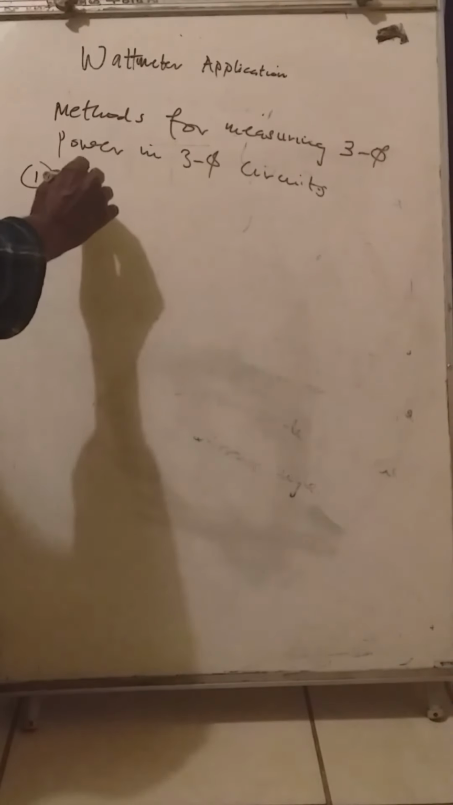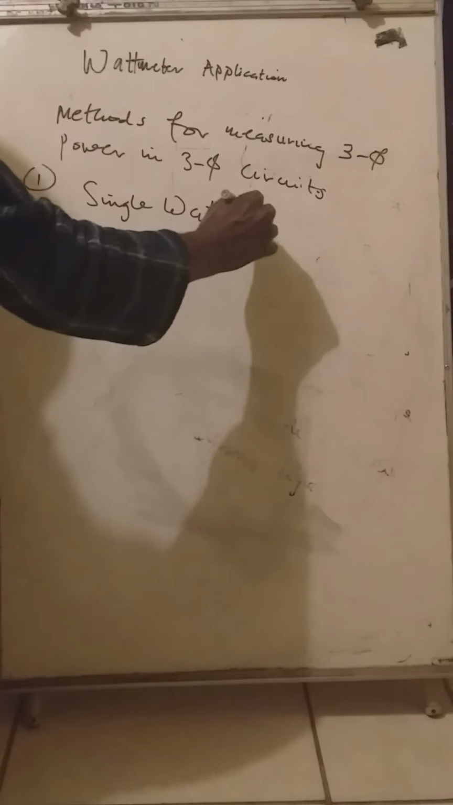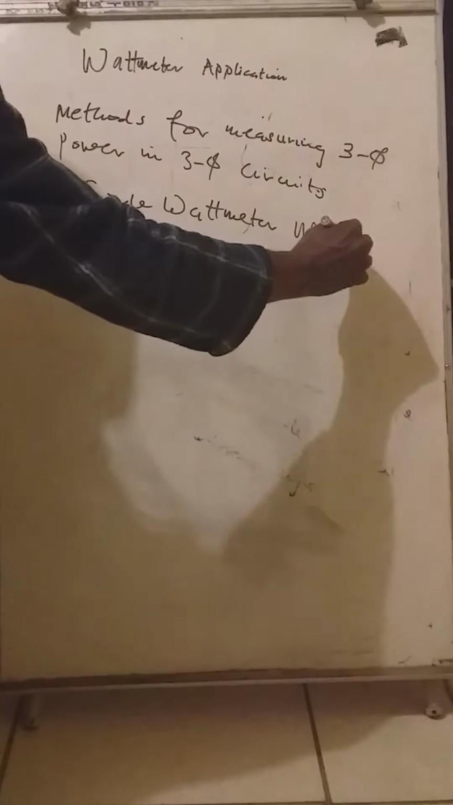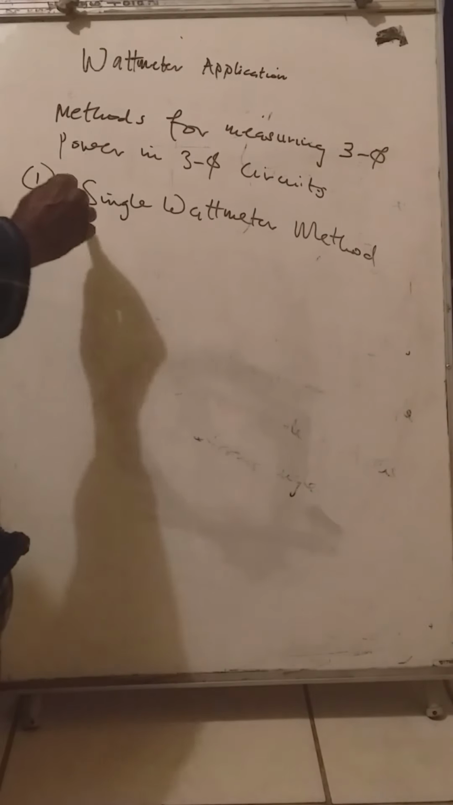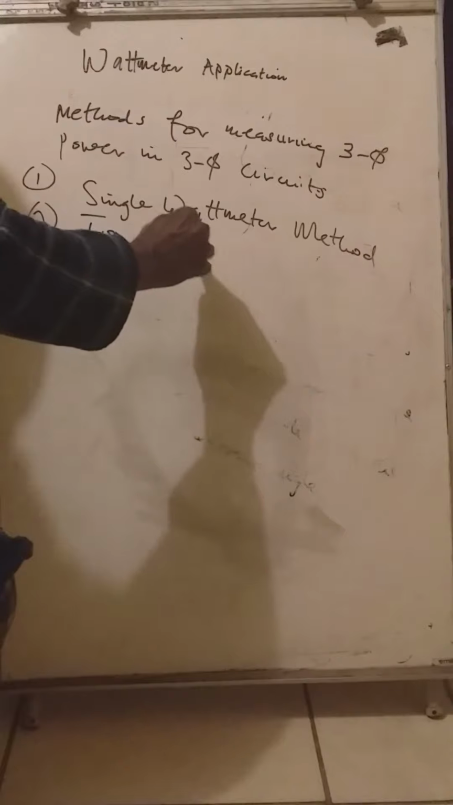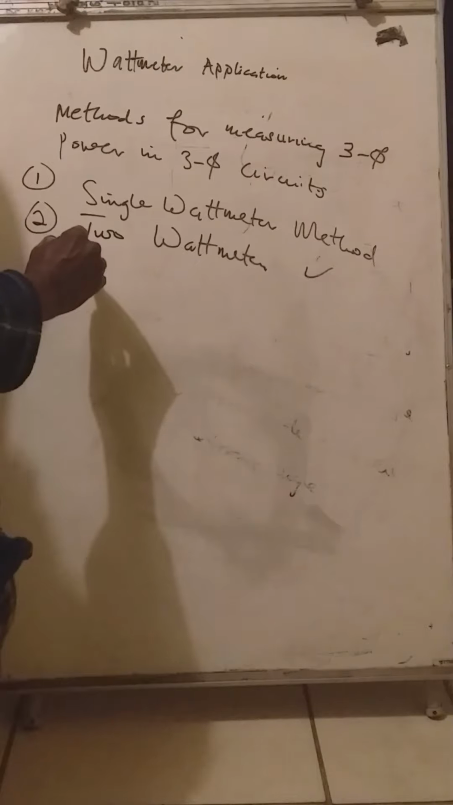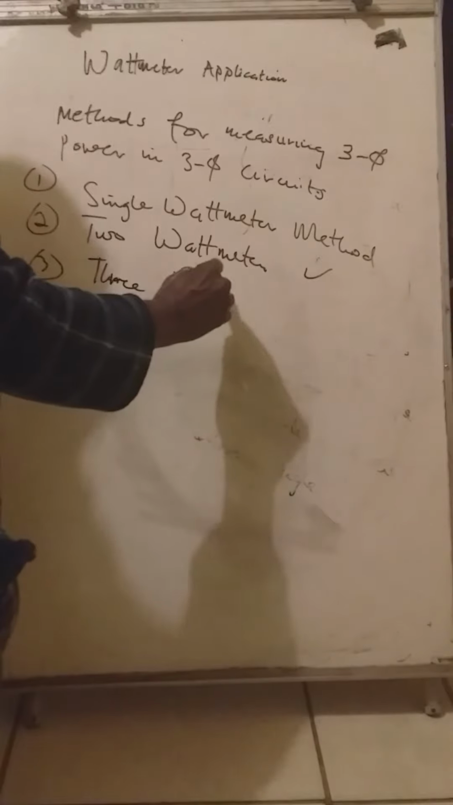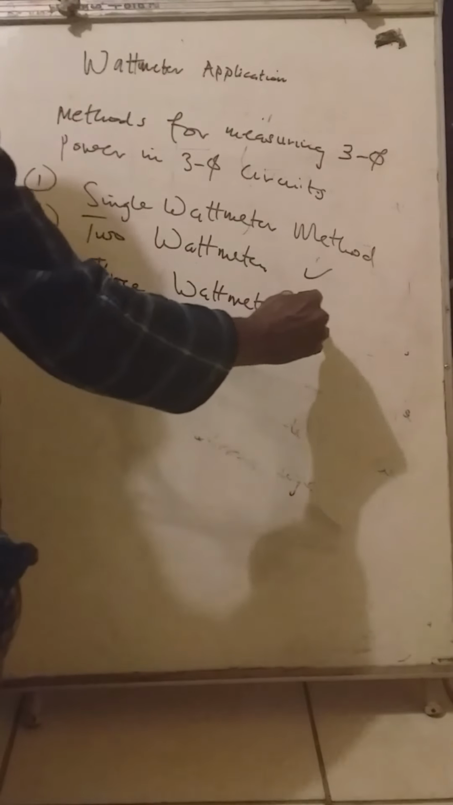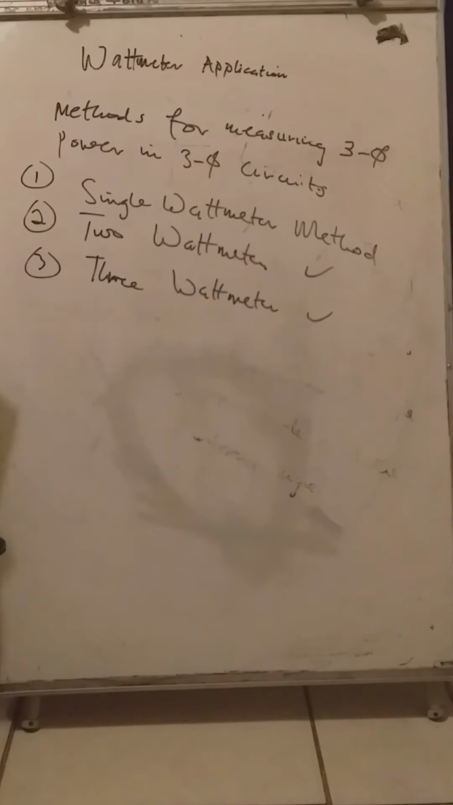Number one, we have the single wattmeter method, where we only use one wattmeter across a line. Then we have the two wattmeter method. Then number three, we have the three wattmeter method. Those are the three methods that they use in measuring power in a three-phase power system.